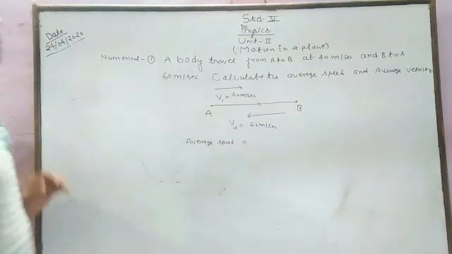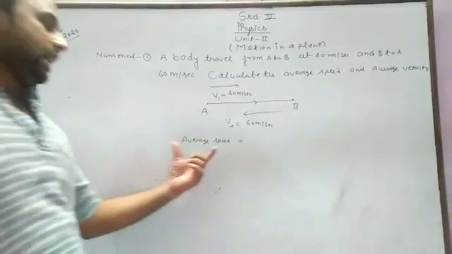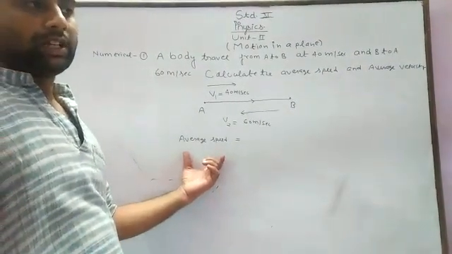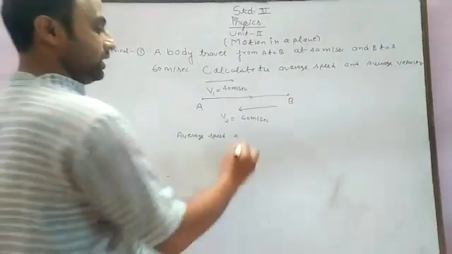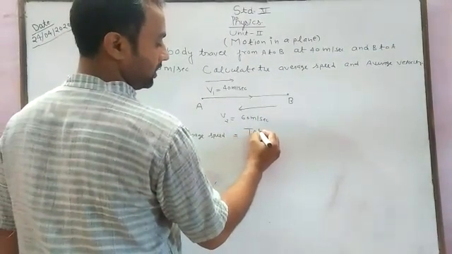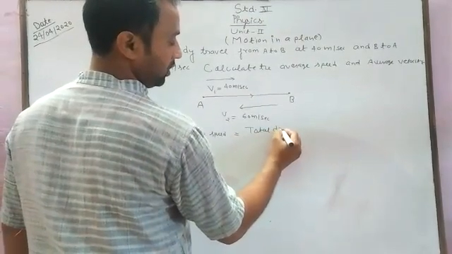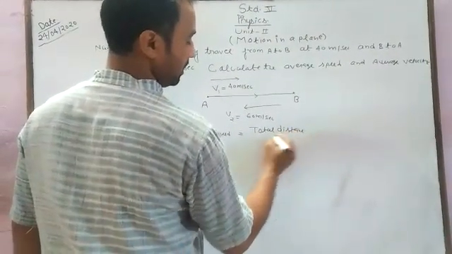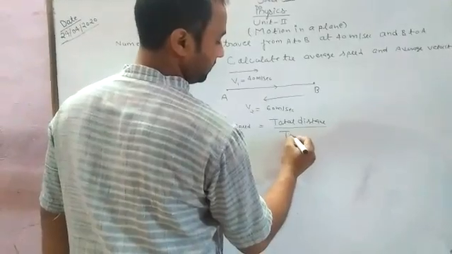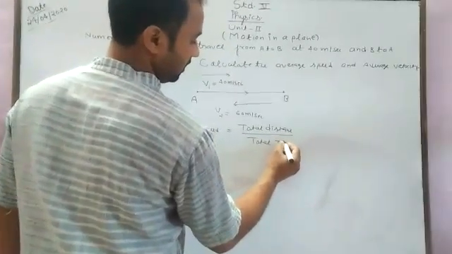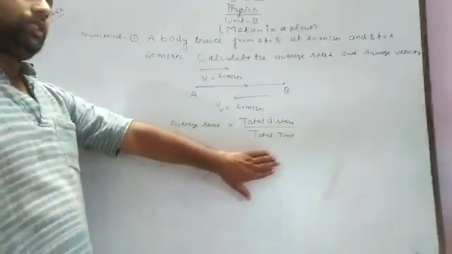In the previous lecture, we discussed the average speed. What is the basic formula for the average speed? Total distance upon total time. This is the basic formula we have to use for the average speed.